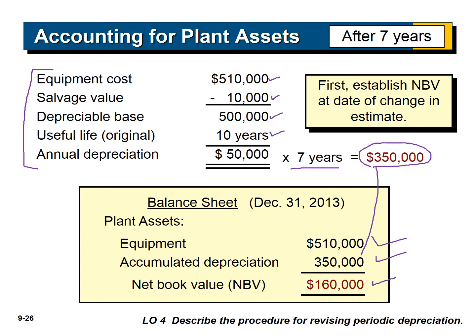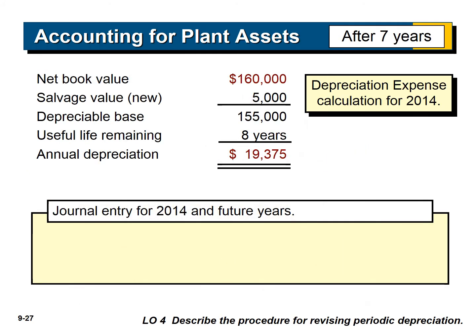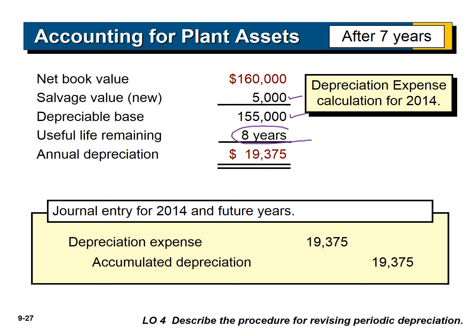I'm going to take that and allocate it over the new period. Well, so my book value in essence is now like my cost. Subtract out my new salvage value, and that gives me a new depreciable base, and divide that by the remaining life, and it gives me a new depreciation of 19,375. So for years 8 through 15, I'll use that depreciation expense.